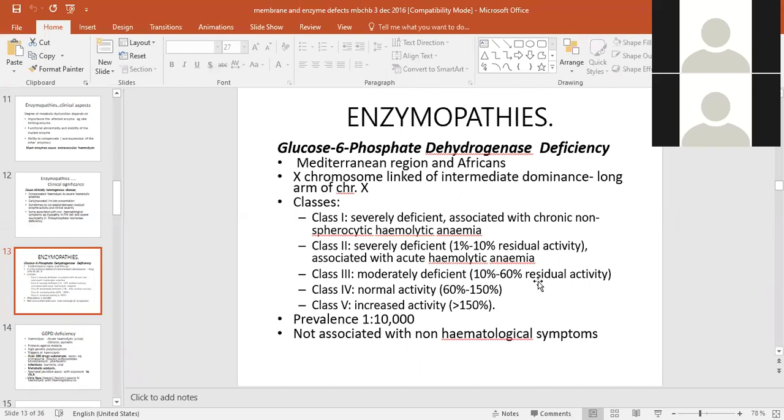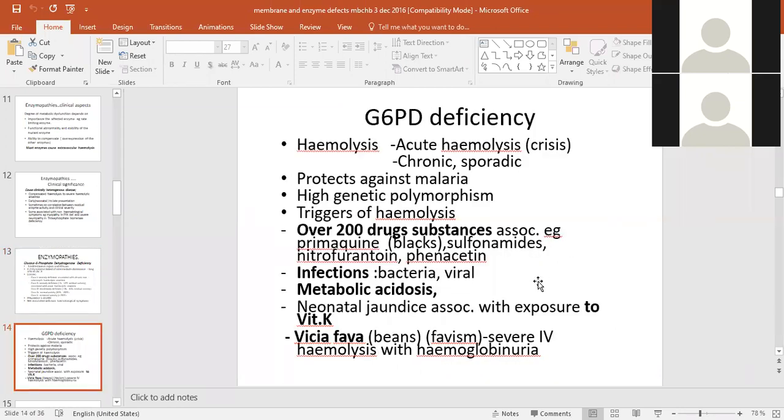It is not associated clinically in terms of presentation with non-hematological symptoms. So a lot of its symptoms are hematologically associated. So in terms of hemolysis, you tend to have acute hemolysis, and this tends to be a critical phase in terms of presentation. So you have hemolysis that causes some level of crisis. You can also get chronic or sporadic aspects of hemolysis.